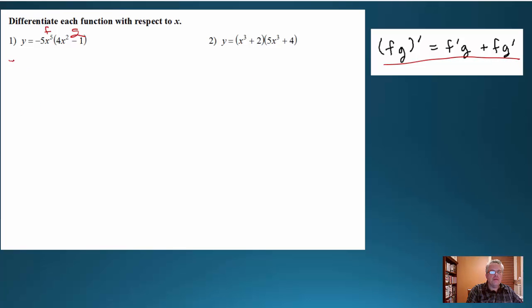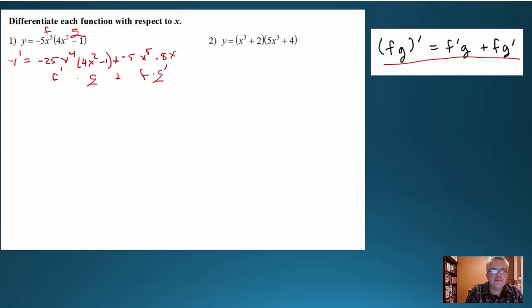So y prime, the derivative of this, is going to be f prime times g. That's the first term. So f prime would be negative 25x to the fourth times g, 4x squared minus 1, plus the second term is f times g prime, negative 5x to the fifth times the derivative of g, which would be 8x minus 0, which is just 8x, so times 8x. So this was f prime, this was g, plus this was f times g prime.